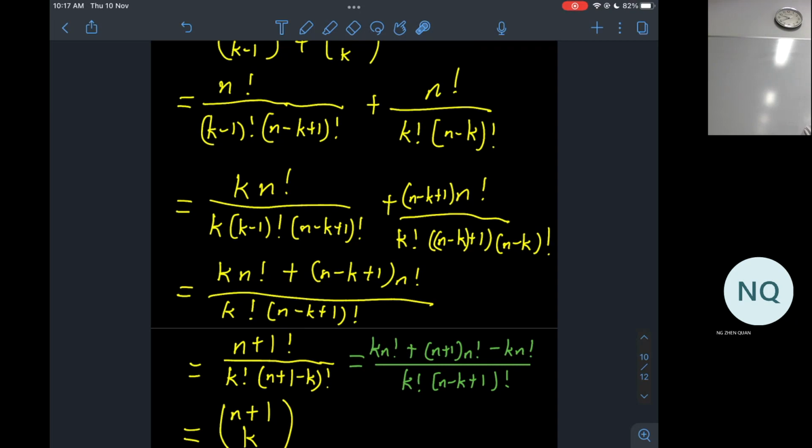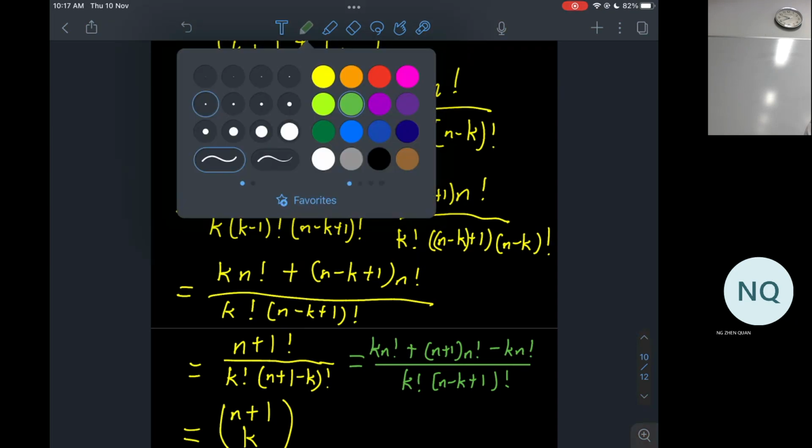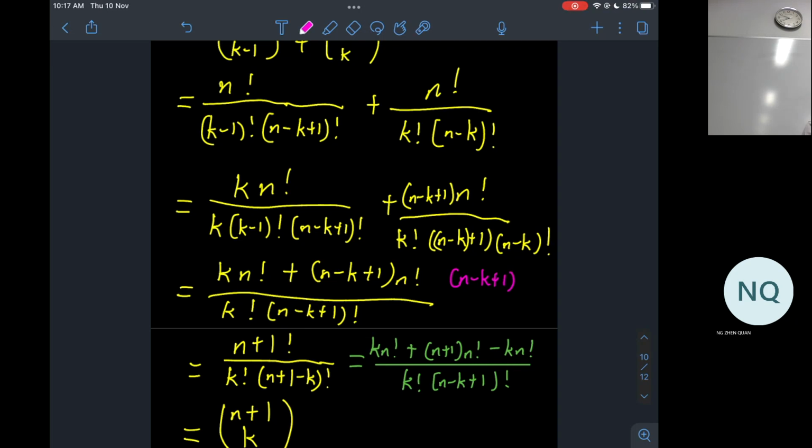Can or not? No lah. I mean, hey. A minus k plus 1 a, okay. M a minus k a plus a. Oh, can everyone see it already?